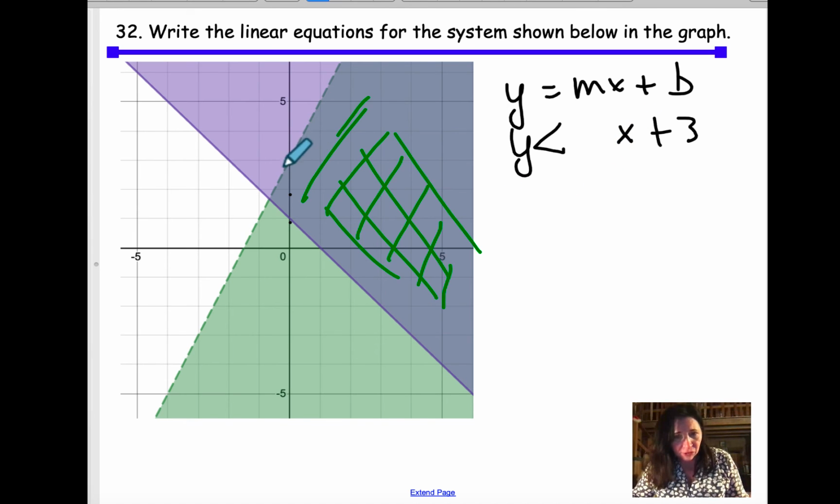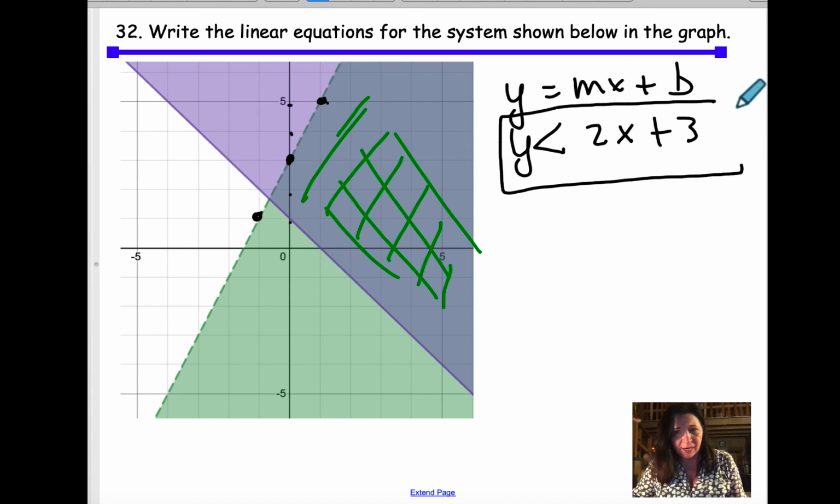All I need is my slope. So I need to find another point. It looks like there's a point here, and then there's a point here. So what's my slope? Up 2 over 1. So this would be slope of 2. So 2x plus 3. So this is this equation right here. You are going to have to do this. You have to be able to do this. The second line is here.